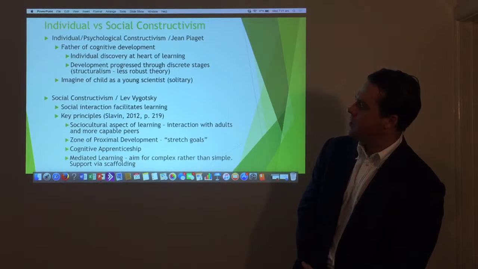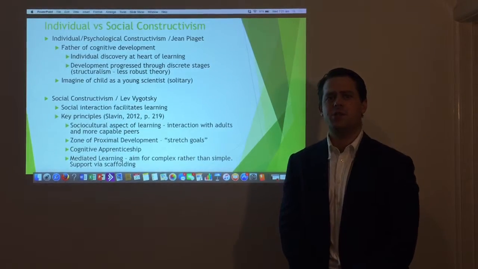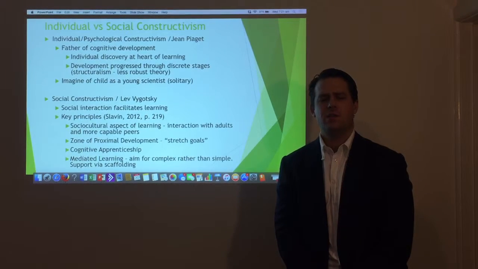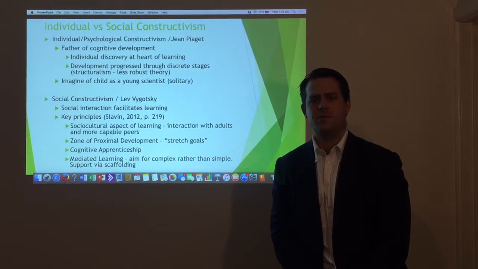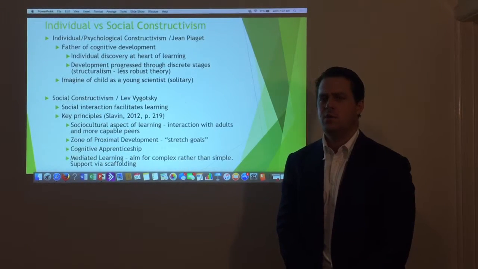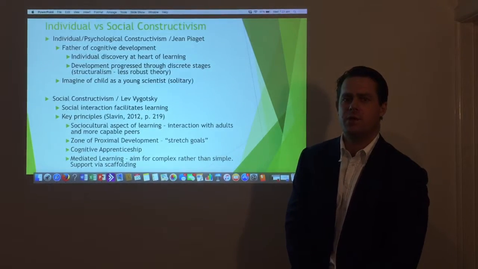Social constructivism was led by Vygotsky, and he brought the social aspect into this. He said that social interaction facilitated learning, and that was a key aspect. Four key principles of social constructivism include the socio-cultural aspect of learning, with interaction with adults and more capable peers resulting in cognitive development.